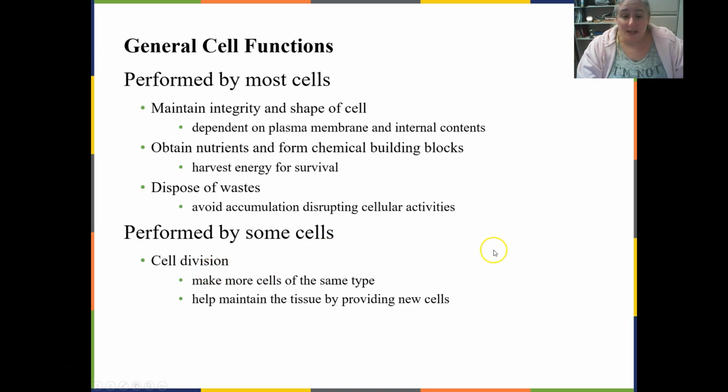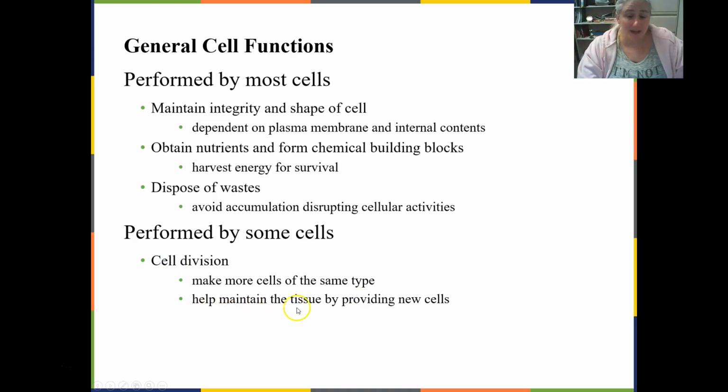So cell division is the production of new cells, and this typically occurs through mitosis. So when we're talking about cell division, we're looking at mitotic division, where we're producing new identical cells. There's another type of cell division called meiosis that we'll talk about when we get into the reproductive system. And meiosis is a cell division where we're producing unique sex cells.